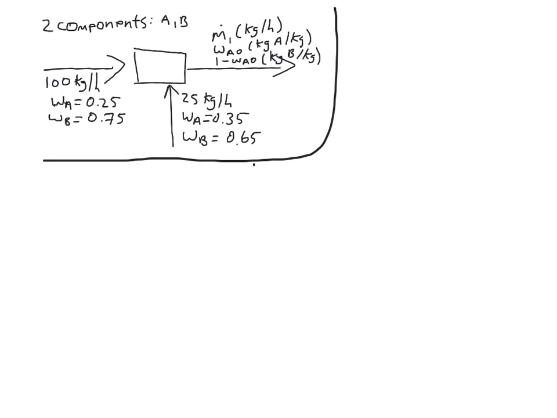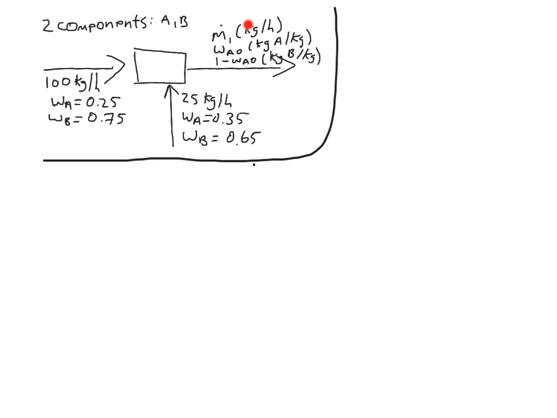Then we have the mass fractions in this stream for components A and B. We have the mass fractions in this stream of components A and B. But we just don't know anything about the outlet streams. And what I've shown you here are all the unknown variables for this outlet stream.